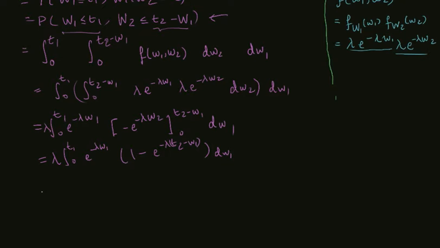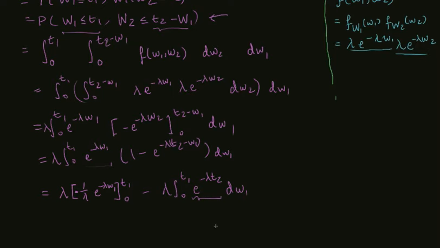And this gives me two integrals. The first integral is lambda multiplied by the integral of e to the minus lambda W1 with respect to W1, integrated from 0 to T1. And that is just lambda multiplied by the antiderivative, which is 1 over lambda with a minus here, e to the minus lambda W1. Take that antiderivative from 0 to T1. And then I subtract lambda multiplied by the integral from 0 to T1 of e to the minus lambda T2, and then I also have e to the minus lambda W1, but that cancels with the e to the minus lambda W1, so here I just have this thing.